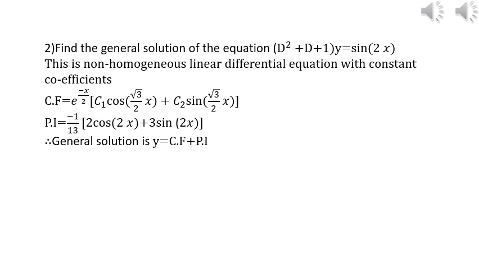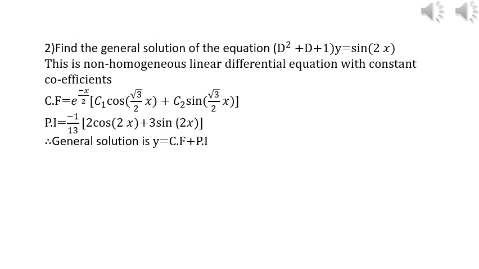Okay, so here they are complex numbers. Now you see case 3 in the procedure. It says CF is equal to e to the power real part. What is that? Minus 1 by 2. So e to the power minus 1 by 2 x, bracket starts, C1 cos root 3 by 2 x. Remember, root 3 by 2 is the imaginary part. Plus C2 into sin root 3 by 2 x.